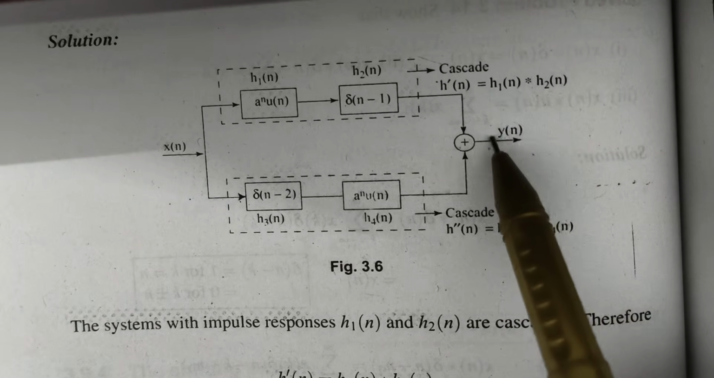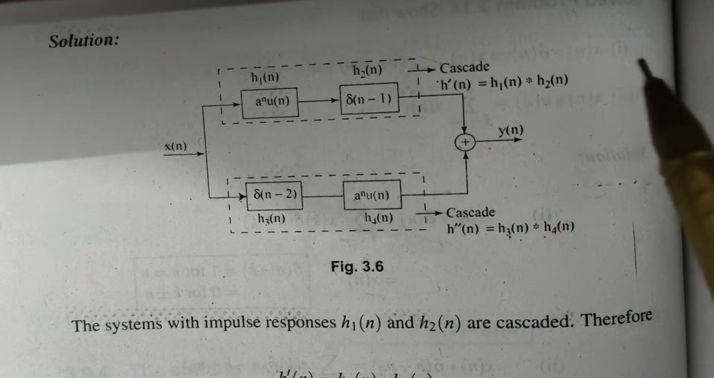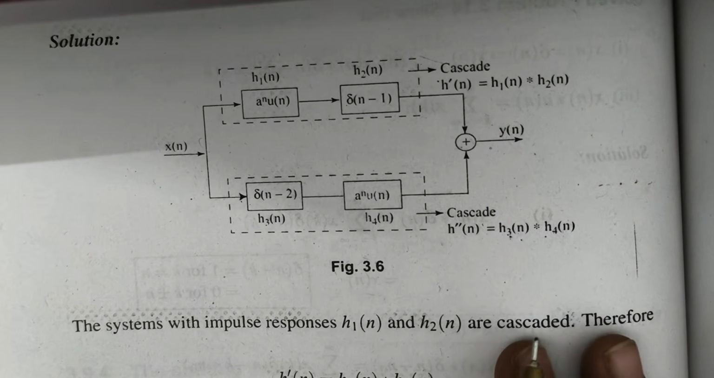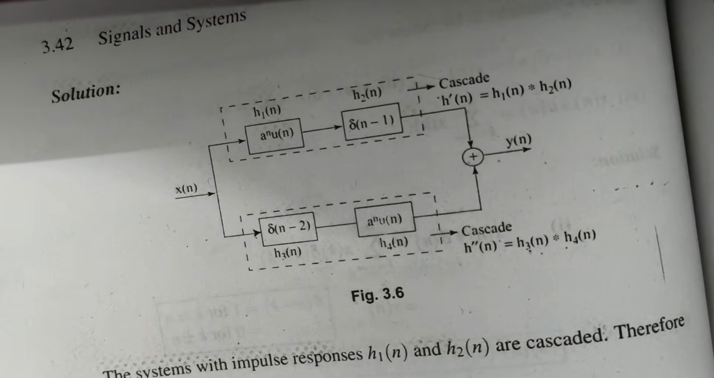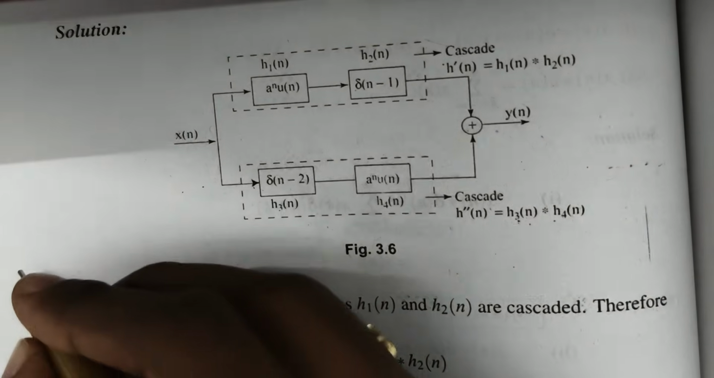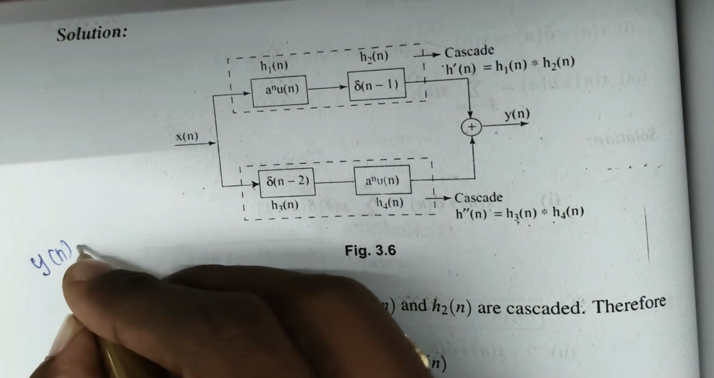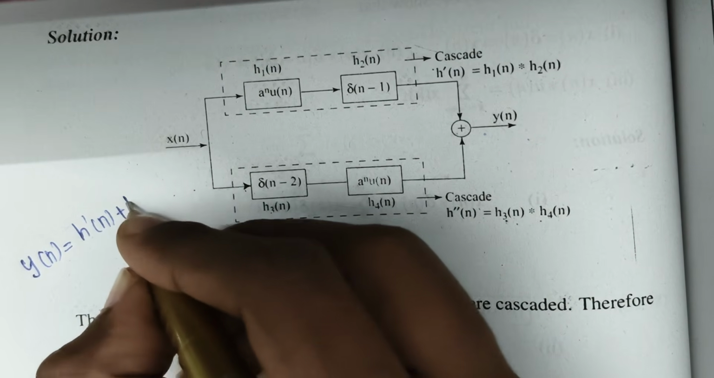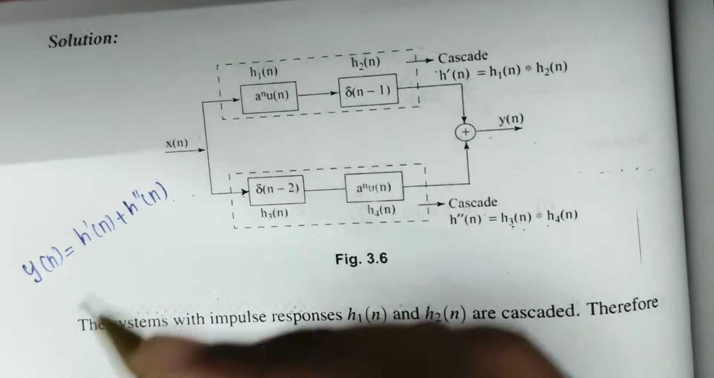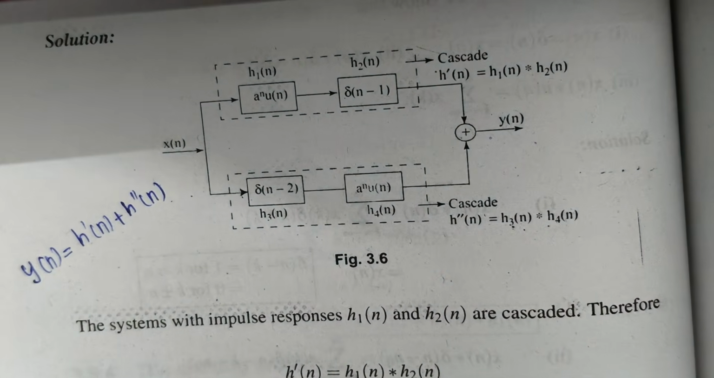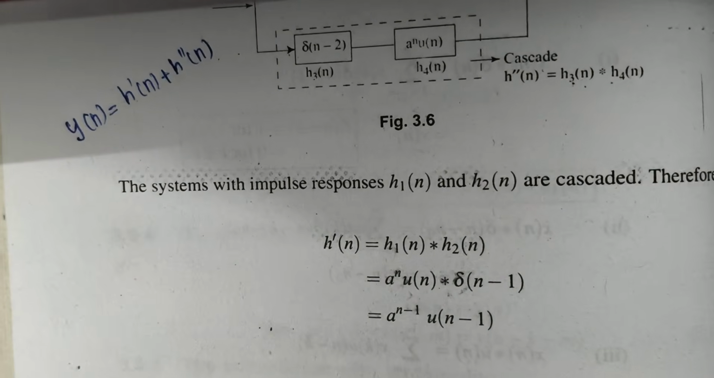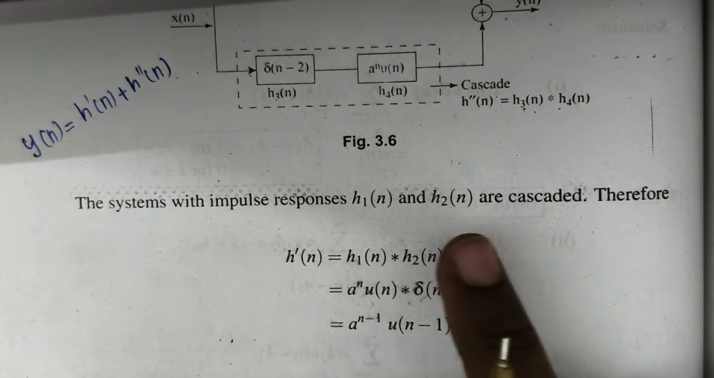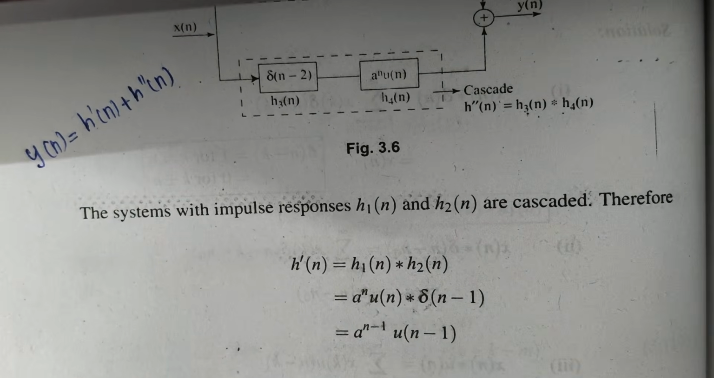The output signal y of n is nothing but the addition of h dash of n and h double dash of n. So how could I represent it? I can represent y of n as equal to h dash of n plus h double dash of n. Next, I want to define the system impulse response, which is h1 of n and h2 of n. It is cascaded, right?